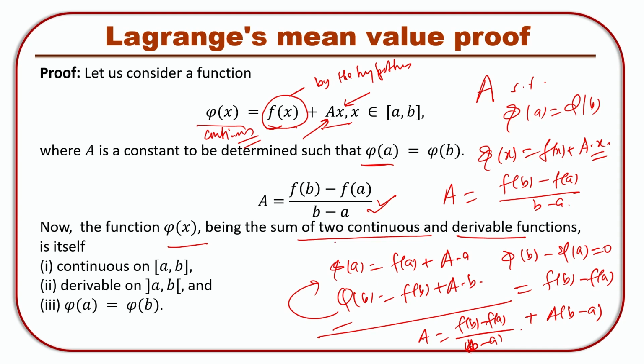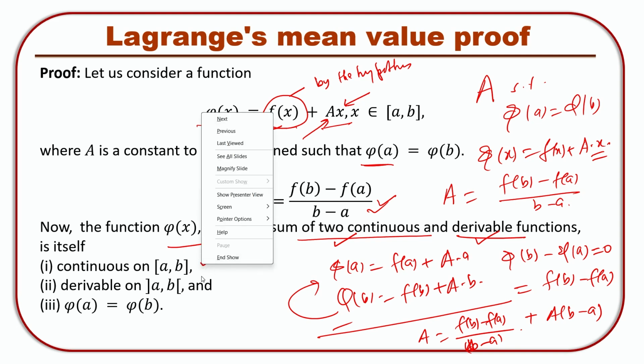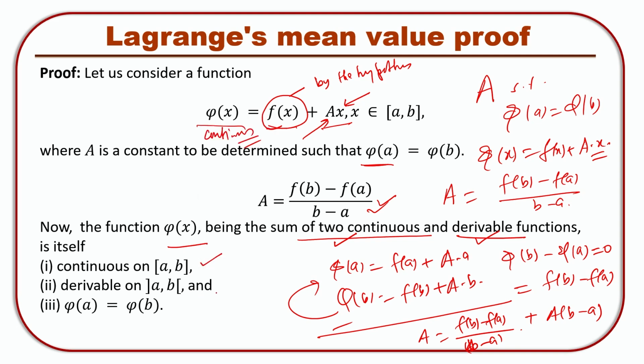So phi x is a continuous function as well as a differentiable function. Phi x is continuous on a closed interval [a, b] and differentiable in the open interval (a, b), and we have chosen the constant A in such a way that phi a is equal to phi b. So the third condition is also fulfilled here.